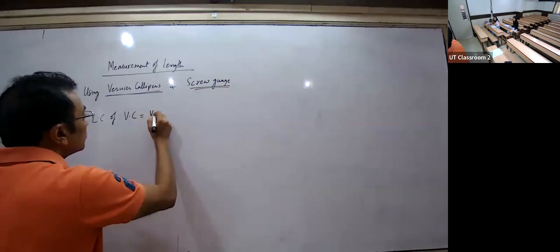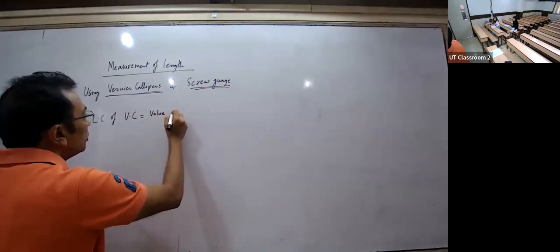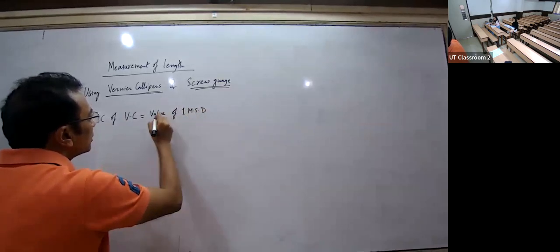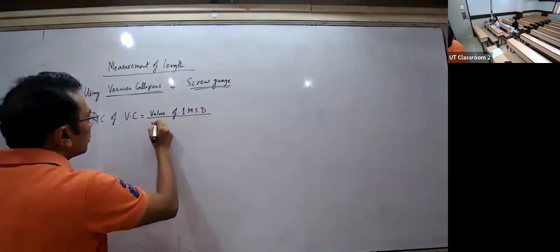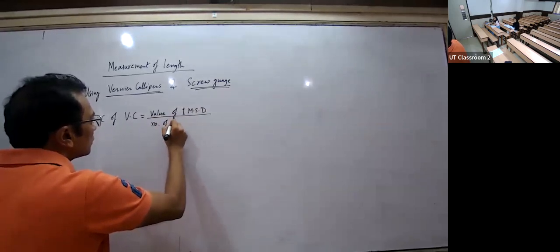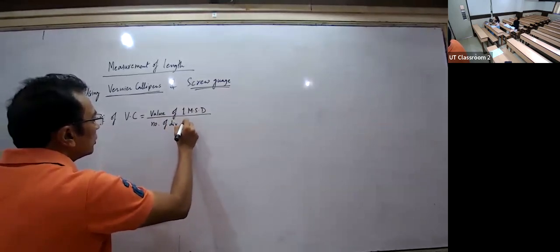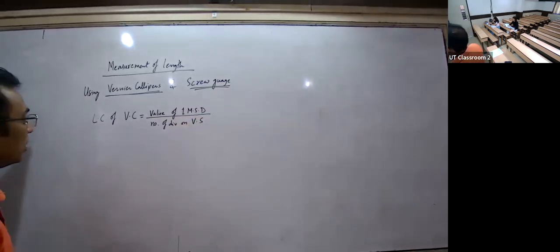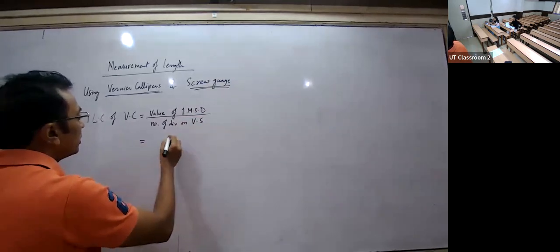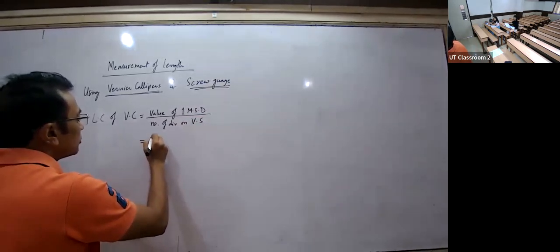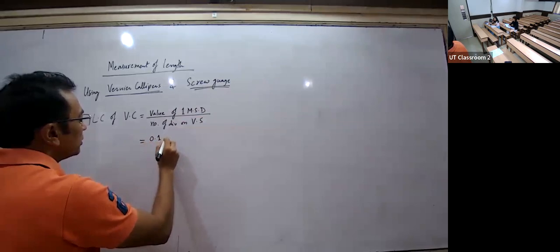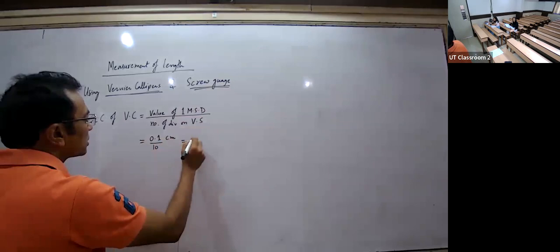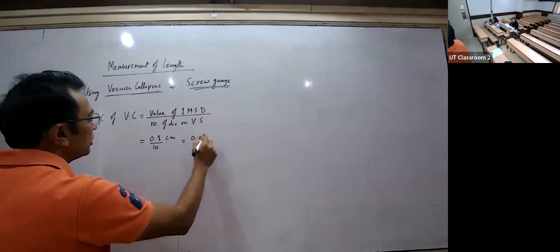This is the formula we derived: value of one main scale division divided by the number of divisions on the vernier scale. What value did we get? One main scale division was 0.1 centimeter, divided by 10. So this gave us 0.01 centimeter.